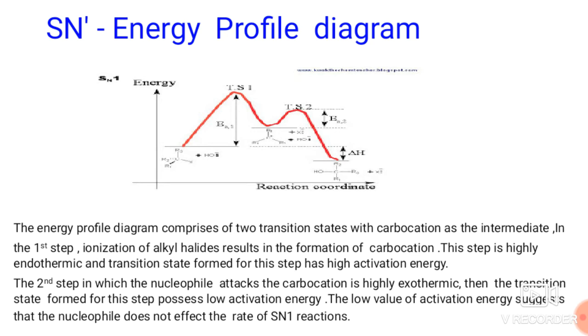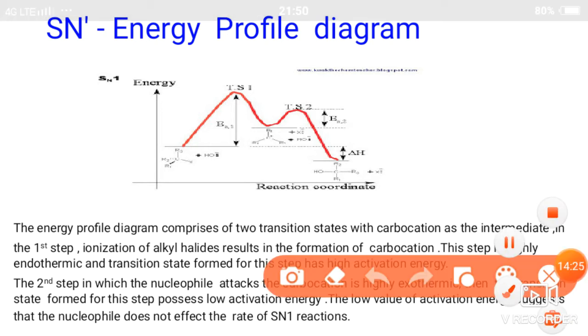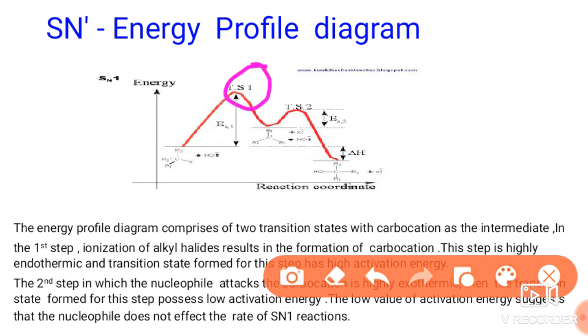SN1 energy profile diagram. The energy profile diagram of the SN1 reaction has two transition states, with the carbocation as the intermediate. In the first step, the ionization of the alkyl halide results in the formation of a carbocation. So this step is always highly endothermic, and one transition state, TS1, is formed, and this step has a high activation energy.